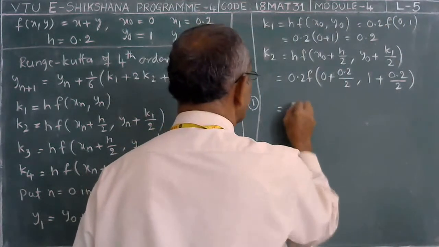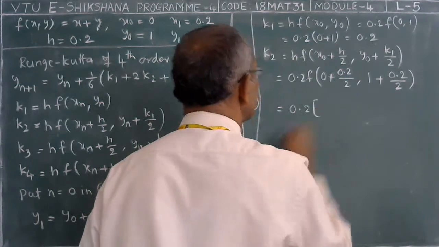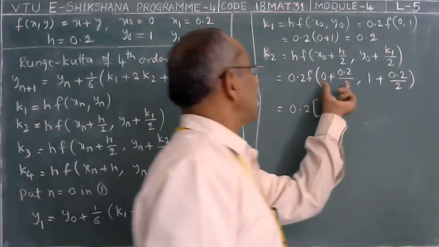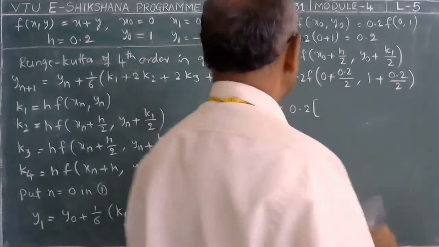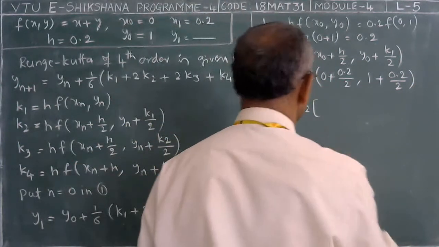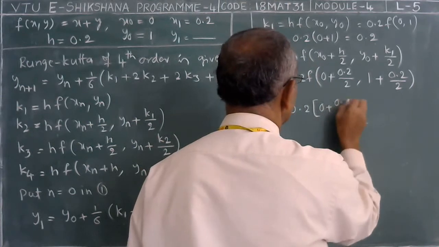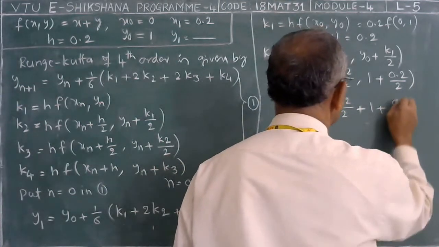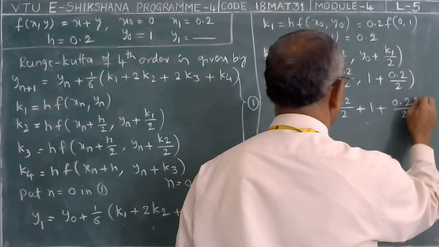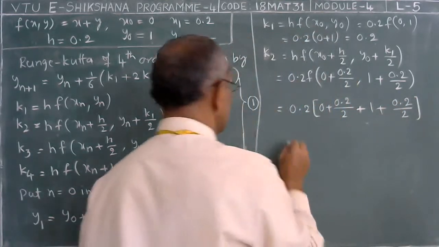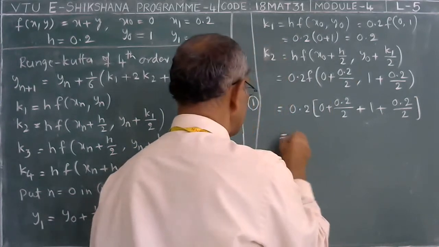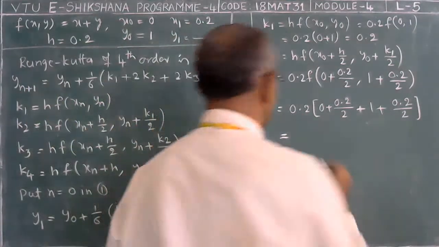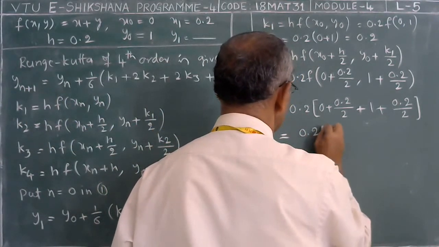Now apply the definition. So this is equal to 0.2 into f of x comma y, which is x plus y, so this plus this. So 0.2 into 0 plus 0.2 divided by 2 plus 1 plus 0.2 divided by 2. If you simplify this using a calculator, we get k2 is equal to 0.24.